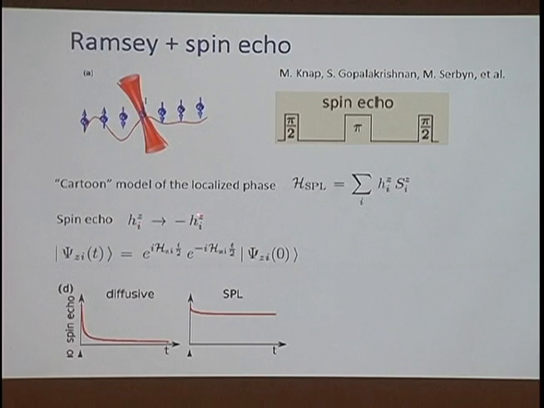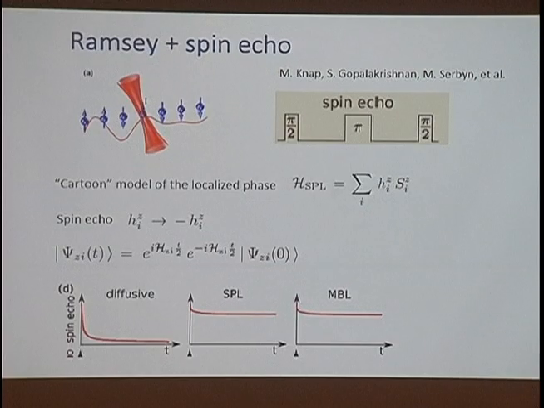I can change my h to minus h, which I can do by simply applying a pi pulse in the middle of my evolution, so that the system basically evolves half of the time with this Hamiltonian and half of the time with the Hamiltonian in which I reversed the sign of the magnetic field. Then if I look at what happens at the end of the evolution, with single particle localization there should be no decay. So, okay, well, we should use spin echo.